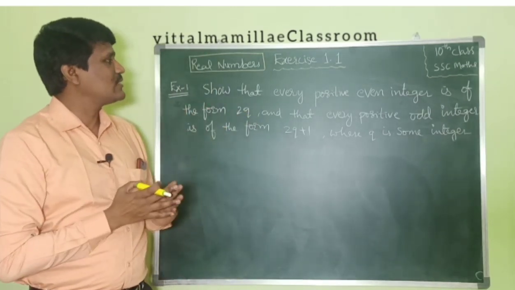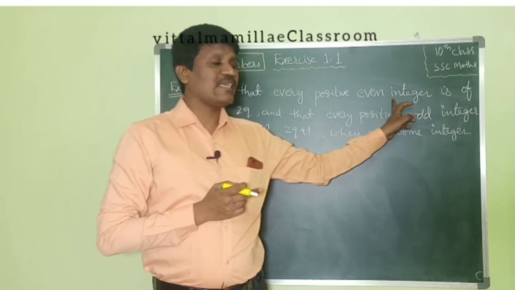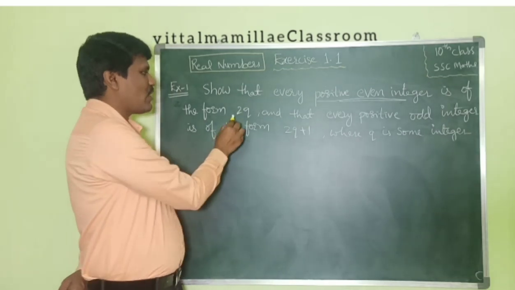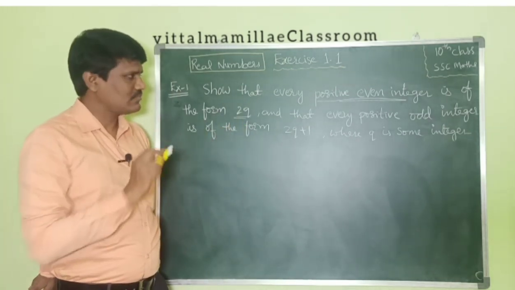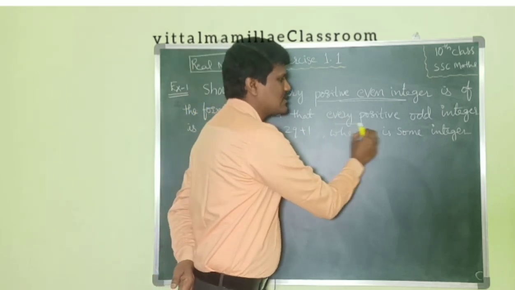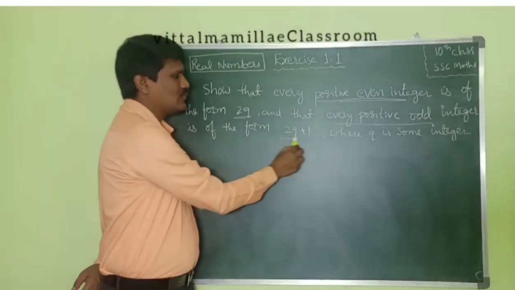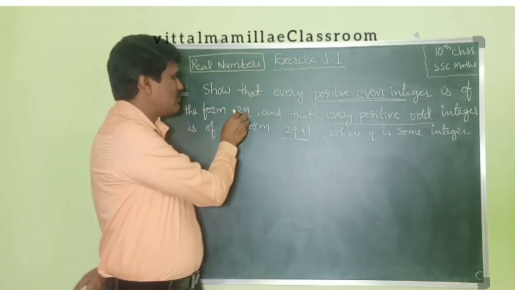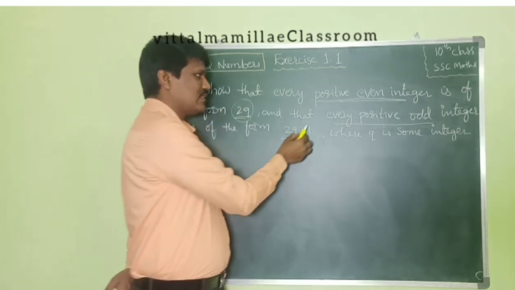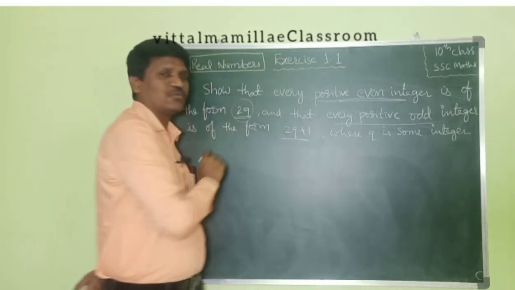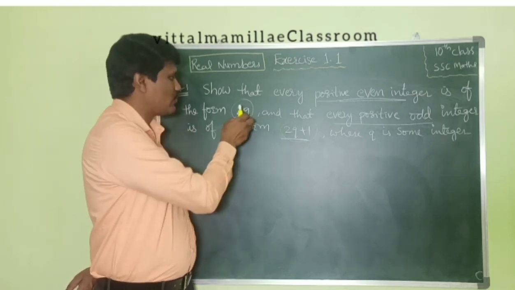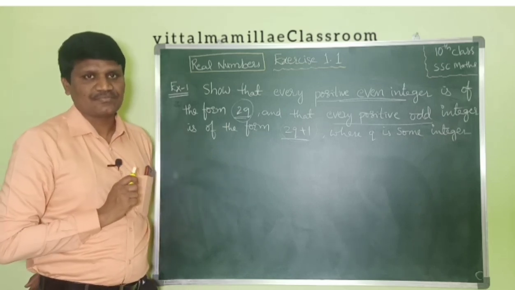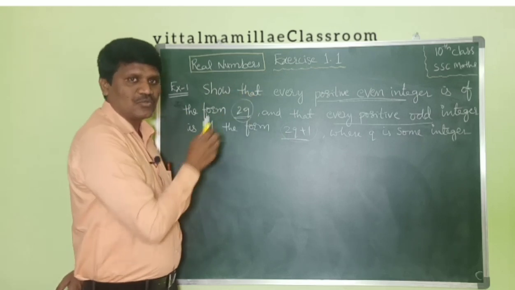What is the important point here? Show that every positive even integer is of the form 2q, and the second one, every positive odd integer is of the form 2q plus 1. So we have to show that every positive even integer is of the form 2q and every positive odd integer is of the form 2q plus 1. Understand the question? Now how to solve this question?